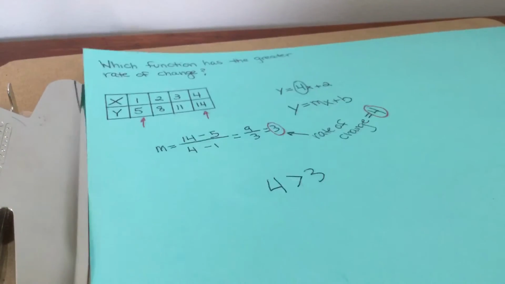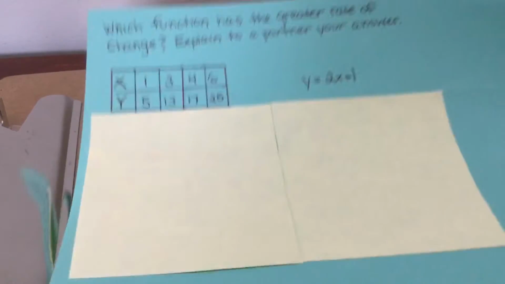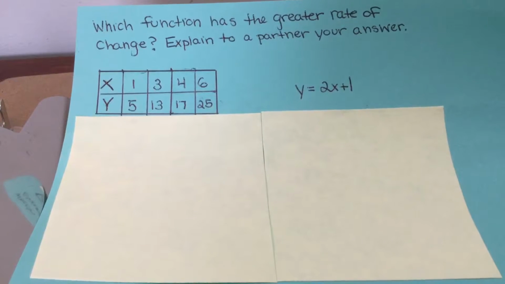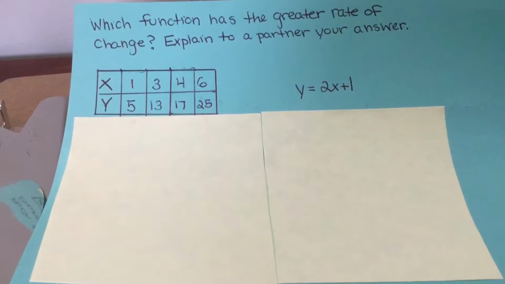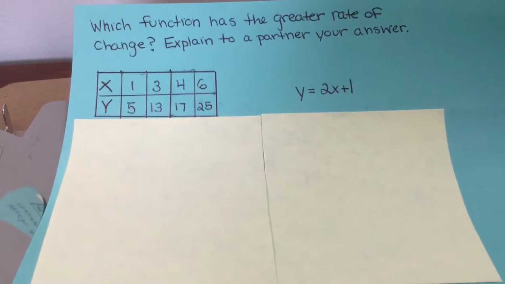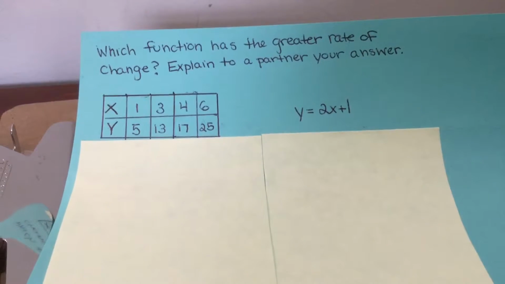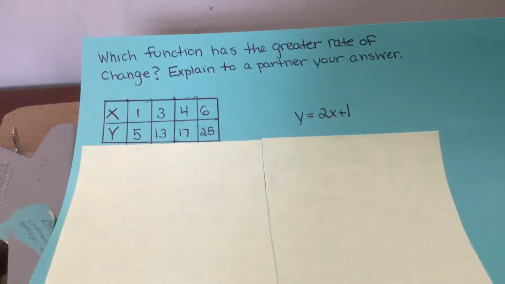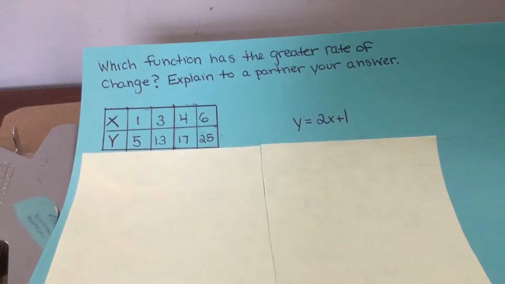So what I want you to do is I want you to look at this problem. I'm going to show you now. And I want you to pause the video then and take a look at it. It says, which function has the greater rate of change? Explain to a partner your answer. So just like we did before, we're going to look at a table and an existing function, and we are going to decide which one has the greater rate of change. Remember, the greater rate of change is the slope. So go ahead now and pause the video.